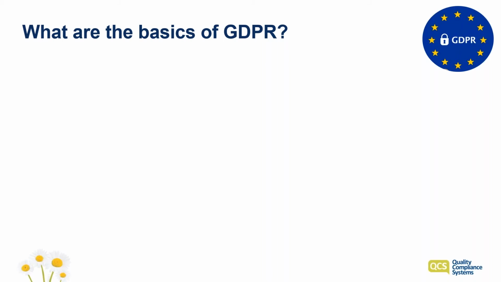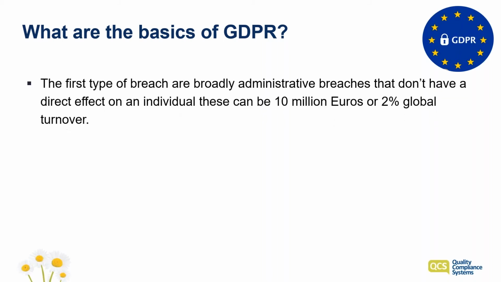The first type of breach can broadly be categorised as administrative breaches that don't have a direct effect on an individual. These might include failure to report a breach or failure to appoint a data protection officer. The maximum fine that can be issued by the ICO for this type of breach is €10 million or 2% of worldwide turnover of the organisation, whichever is higher.